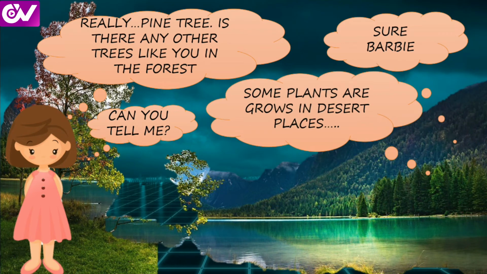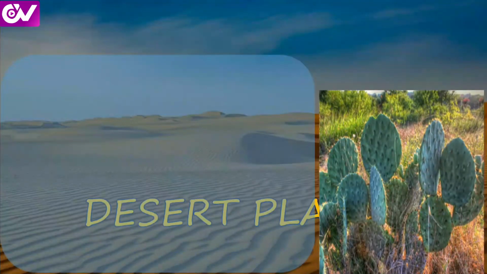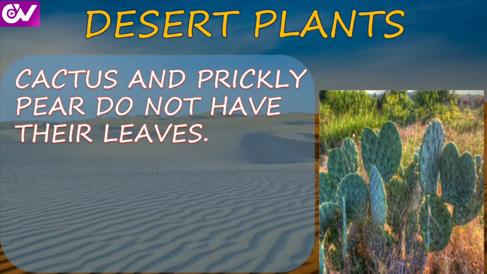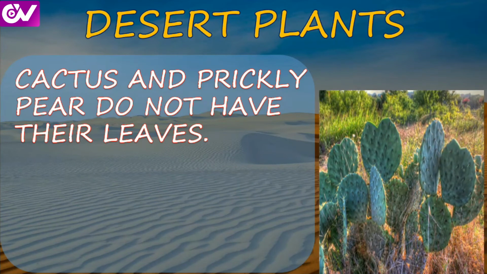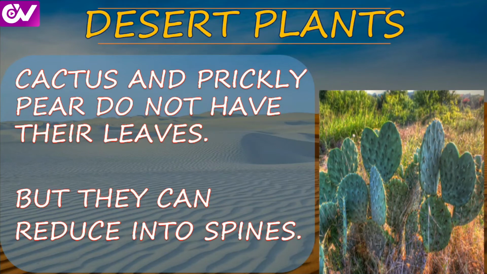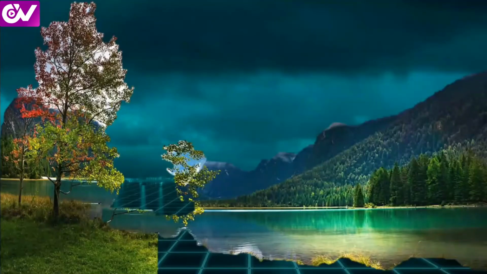Some plants grow in desert places. Desert plants. The plants that grow in a very dry and sandy region are known as desert plants. Cactus and prickly pear do not have leaves. They only have a stem-like structure, but the leaves are reduced into spines. There will be spines on the cactus and prickly pear with a stem-shaped structure. These are the plants that can grow in a dry region.